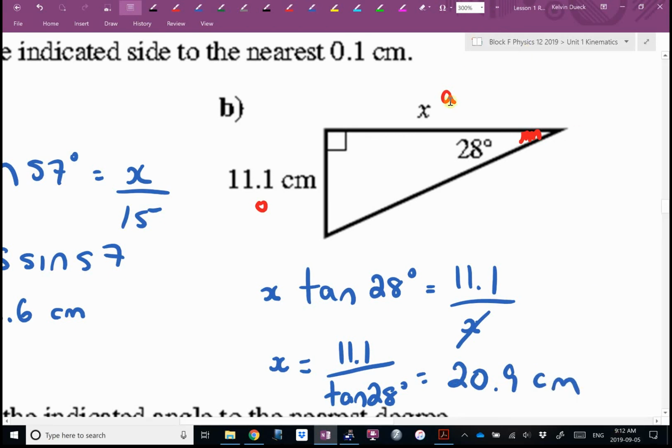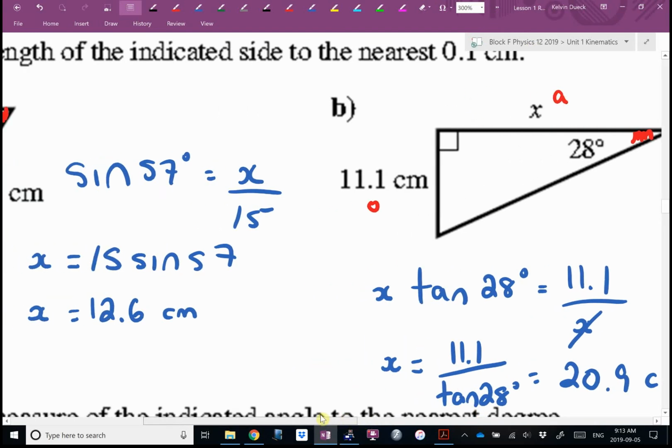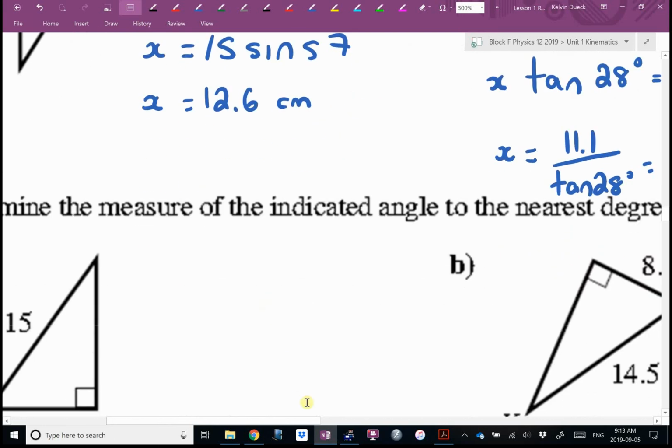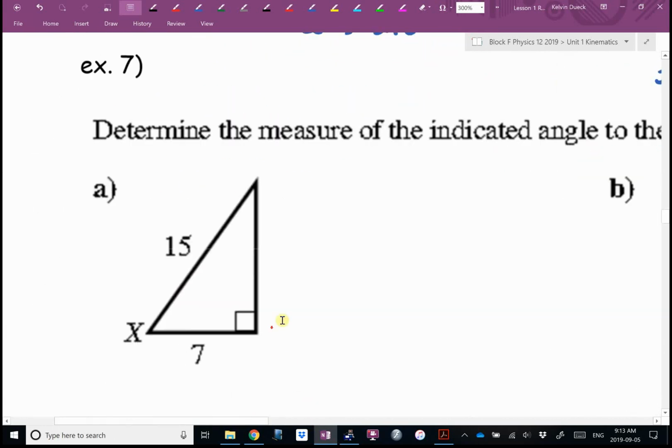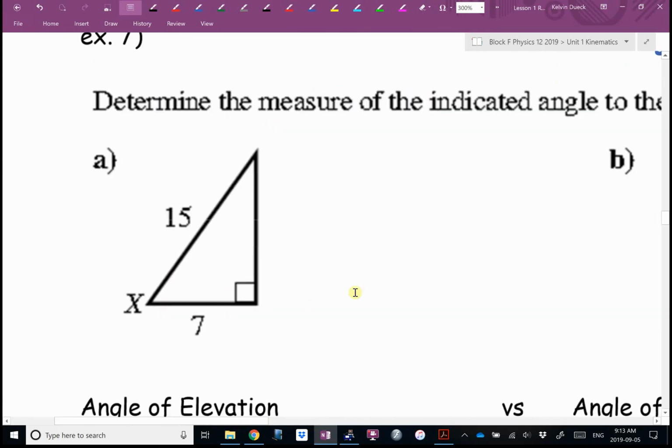So you can use SOHCAHTOA right-angle trig to find missing sides. You can also use it to find missing angles. So example A, it says, find the measure of the indicated angle to the nearest degree. It looks like they want me to find angle X. Oh, you know what I'm going to do first? Color, color, color. You don't have to, but I just find that gets rid of a lot of my dumb mistakes.